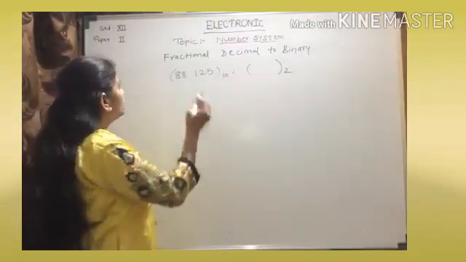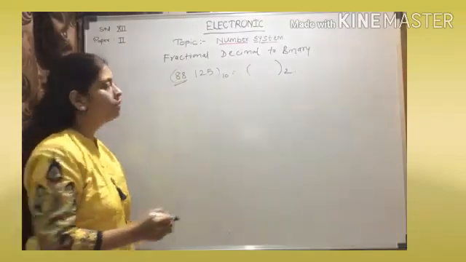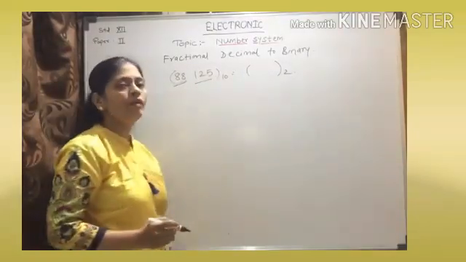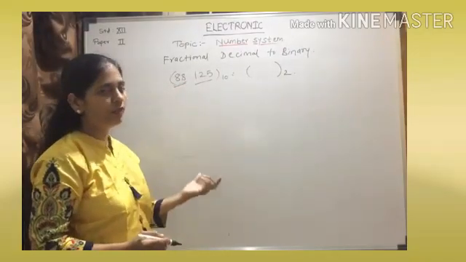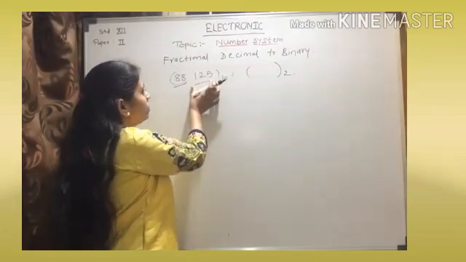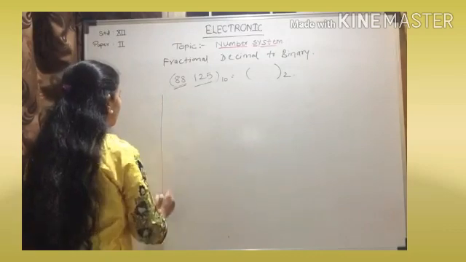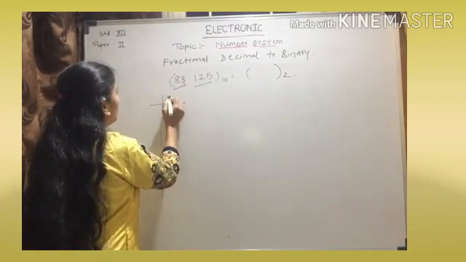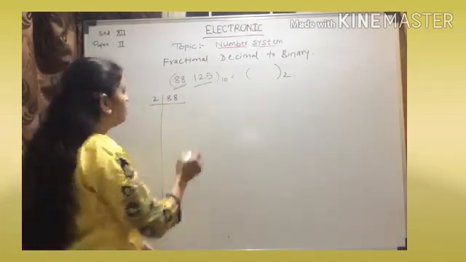In this, 88 is the integer part and .125 is the fractional part. So first of all we have to convert this integer part into binary. Then we have to convert this fractional part into binary. First, we have to take this 88, divide this number by 2. That is double level method.